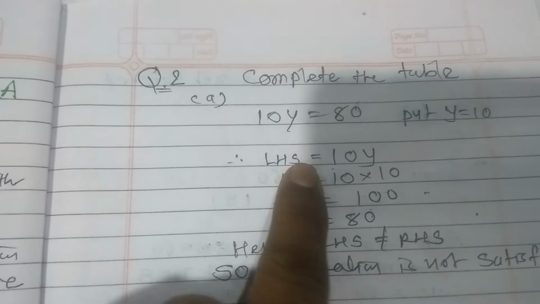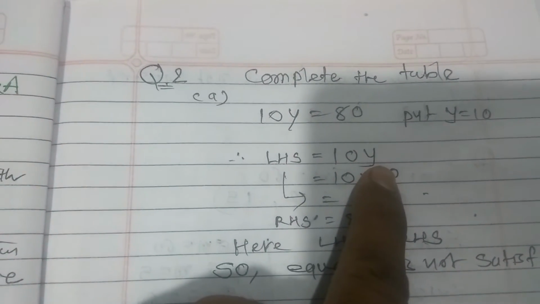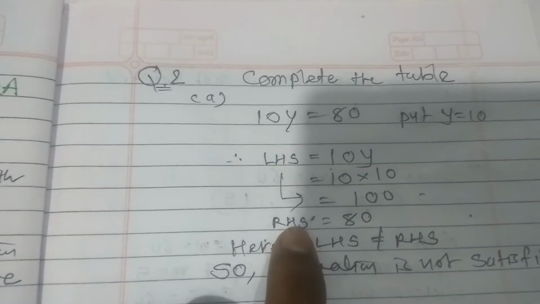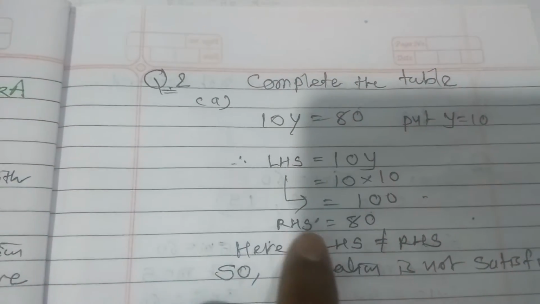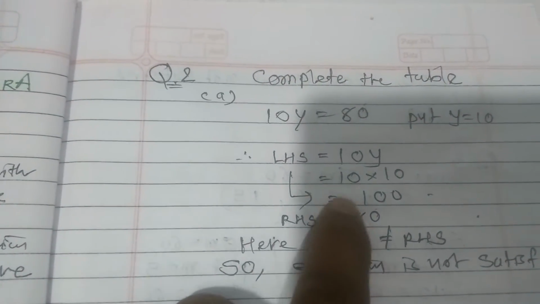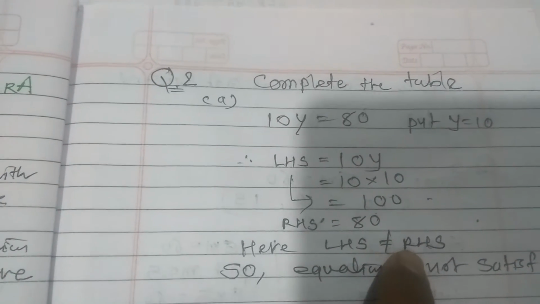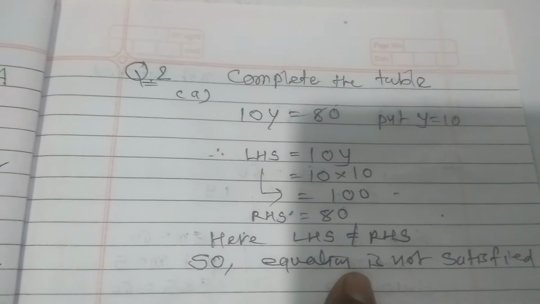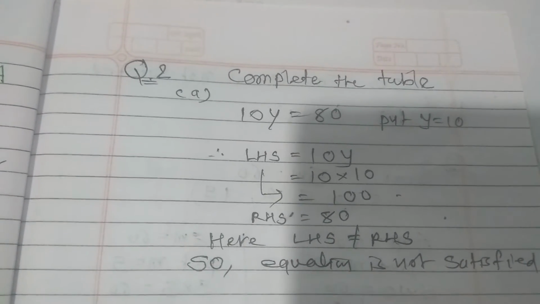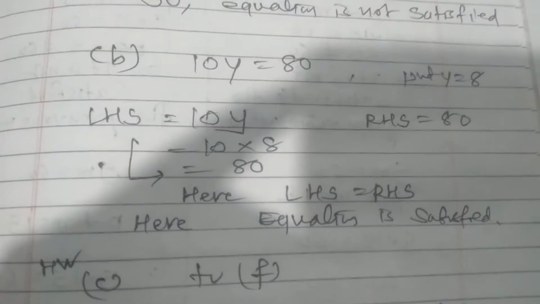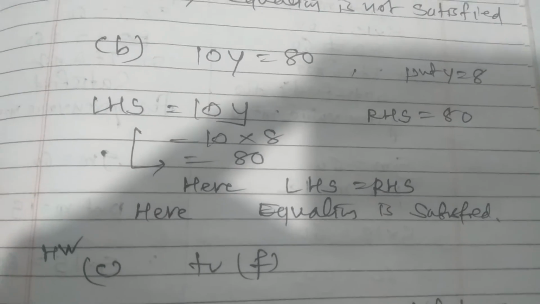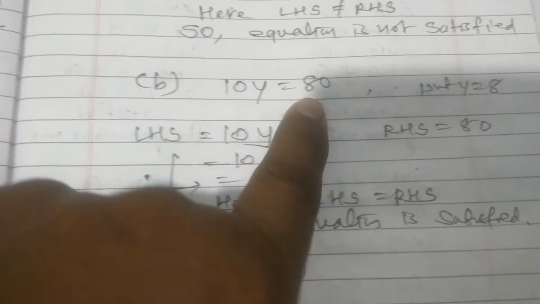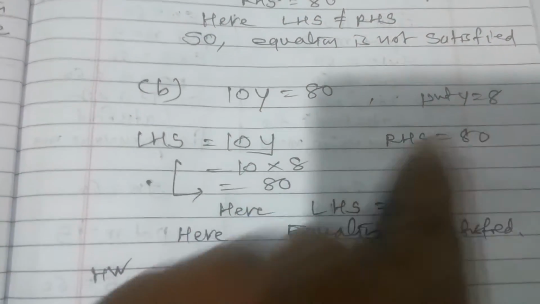10y. So LHS is equal to 10 into 10, that is 100. And RHS is 80. Hence 100 is not equal to 80. So LHS is not equal to RHS. So the equation is not satisfied. Now students, you observe the table. 10y equal to 80. This time you have to put y equal to 8.